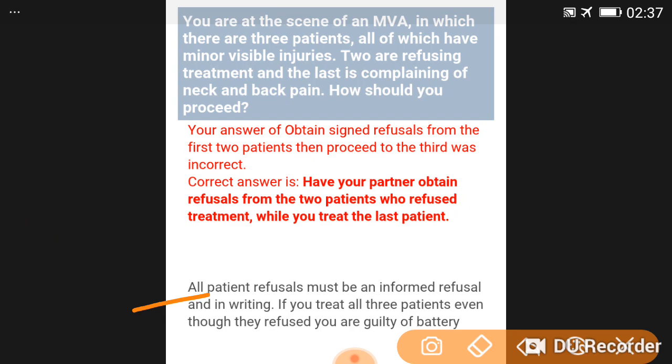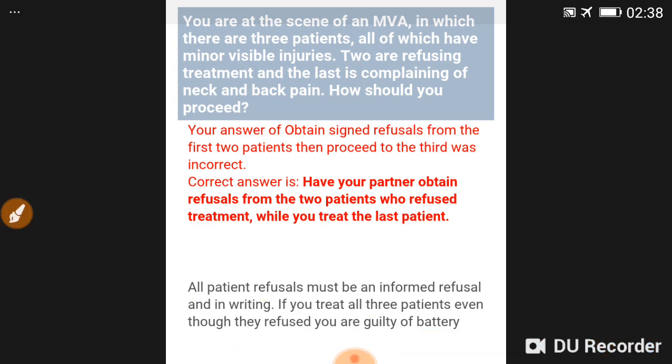All patient refusal must be informed refusal and in writing. If you treat all three patients even though they refuse, you are guilty of battery.